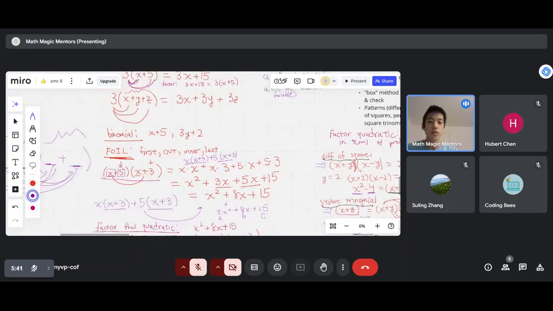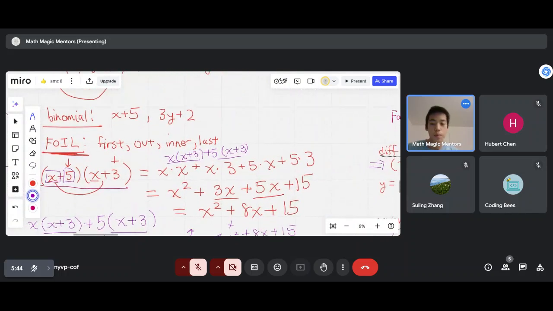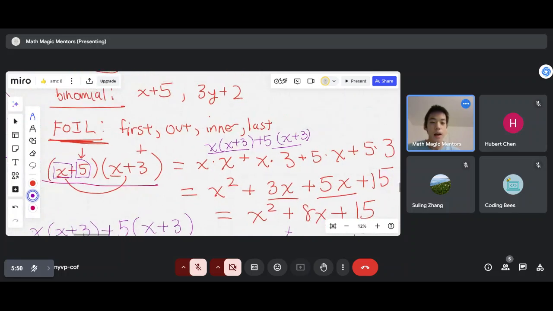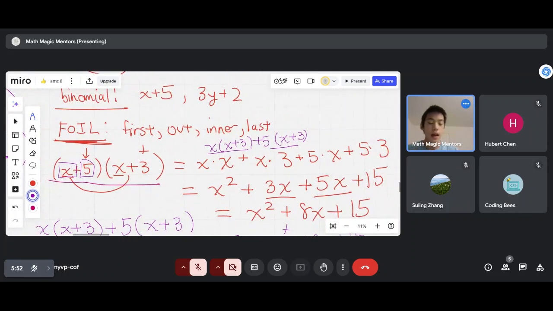The idea of FOIL basically extends this idea in a more concise manner. FOIL is an acronym for first, outer, inner, and last. So basically, this is a really useful technique for multiplying two binomials. So let me show you what I mean.